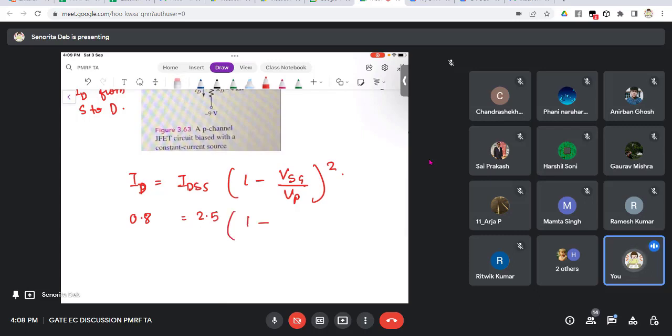Here, 1 minus VGS upon VP, which is 2.5, squared. Let me write VGS only here. So now what will you do? You just solve this. 0.8 divided by 2.5 is 0.32.